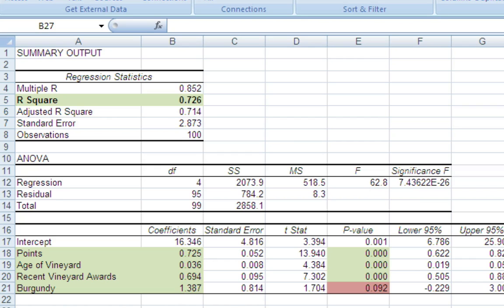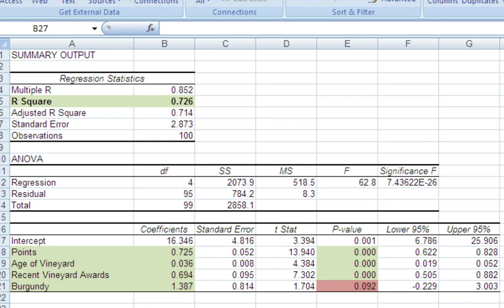In our previous tutorial, we had developed a model to predict the prices of a bottle of wine depending on 4 independent variables: the points by Robert Parker, the age of the vineyard, recent vineyard awards, and whether or not the wine was from Burgundy. We had verified that the p-values were acceptable, they were outstanding for points, for age of vineyard, and for recent vineyard awards, and we had some hesitation about including Burgundy in the model because its p-value is barely significant at the 90% confidence level. In this tutorial we will further validate the model.